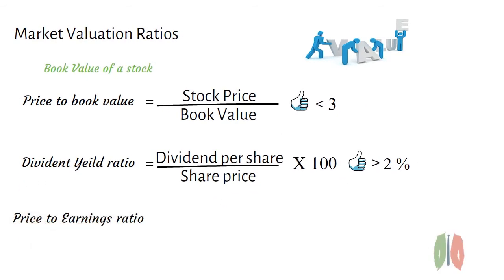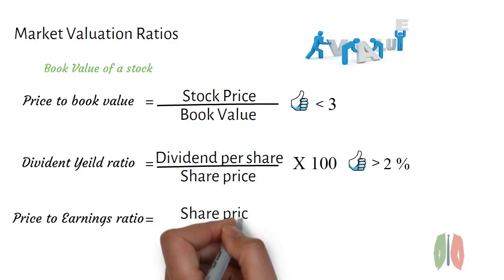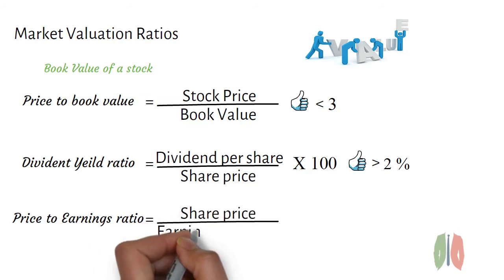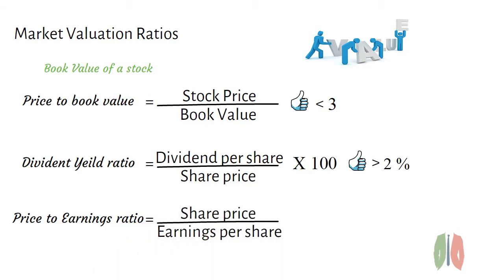So the next, price to earnings ratio, which is share price with respect to earnings per share. As we have seen in the income statement, earnings per share is mentioned in that.